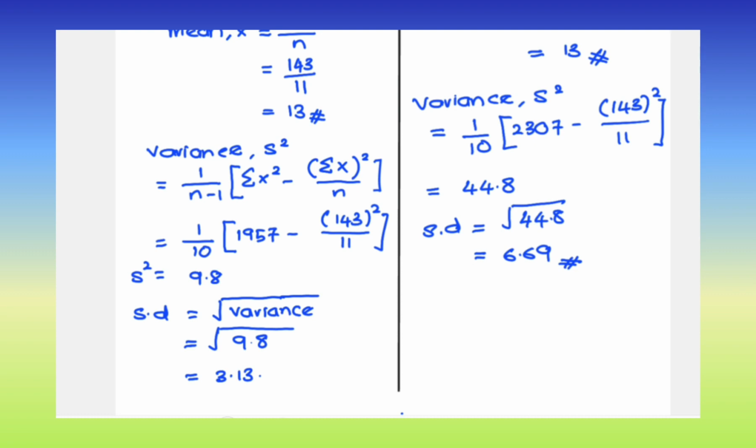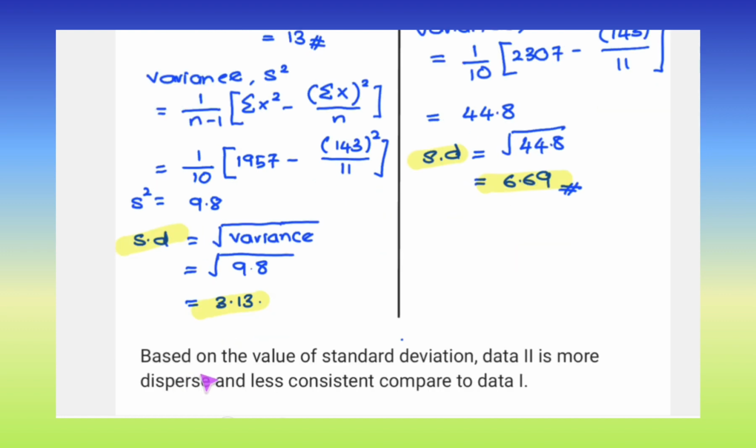Next, we want to interpret the values obtained. To interpret, we look at the value of standard deviation we obtained for data 2 and standard deviation for data 1. If we compare, the standard deviation for data 2 is bigger than data 1. So all we can say, based on the value of standard deviation, is that data 2 is more dispersed and less consistent compared to data 1.